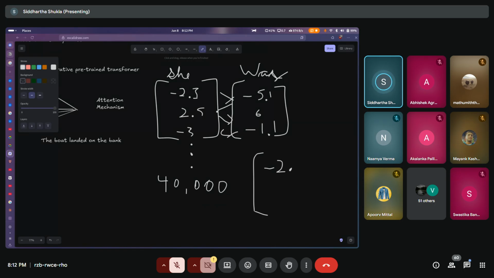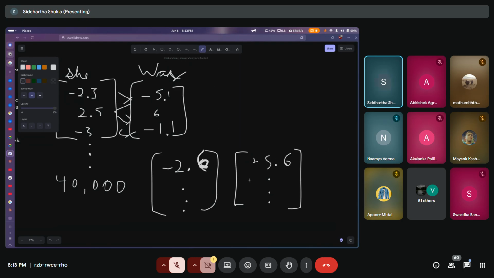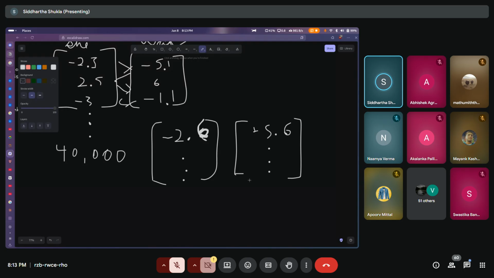Something like 2 gets changed to minus 2.6, let's say. And similarly, all of these mappings get changed for all the tokens. Let's say this becomes 5.6 and so on. So the attention mechanism basically grants all of these individual vectors a context-rich meaning such that the LLM can take all of these and give us meaningful outputs, to be precise.